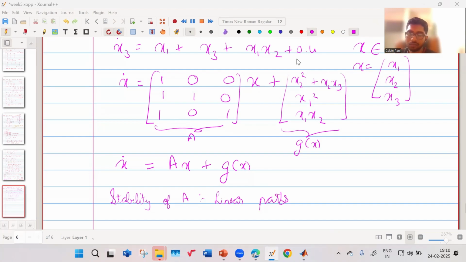Sir, I have a doubt. For this non-linear system, we are separating it into the linear and non-linear part. So we have to find the stability of the linear part. And if it is stable, then we say the entire system is stable. Do we say that?